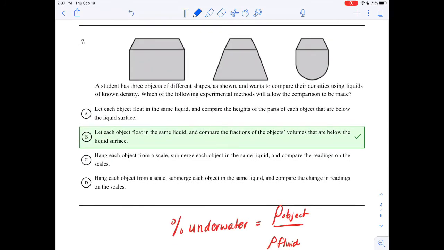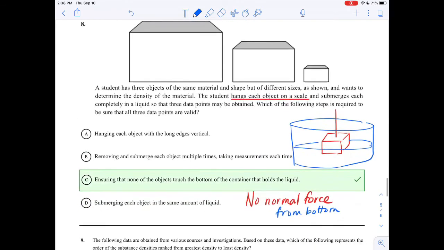Number 7, a student has 3 objects of different shapes as shown and wants to compare their densities using liquids of known density. Which of the following experimental methods will allow the comparison to be made? This is another one with percent underwater, which I've written again here. Let each object float in the same liquid. Compare the fractions of the object's volumes that are below the liquid's surface. None of the others get at that.